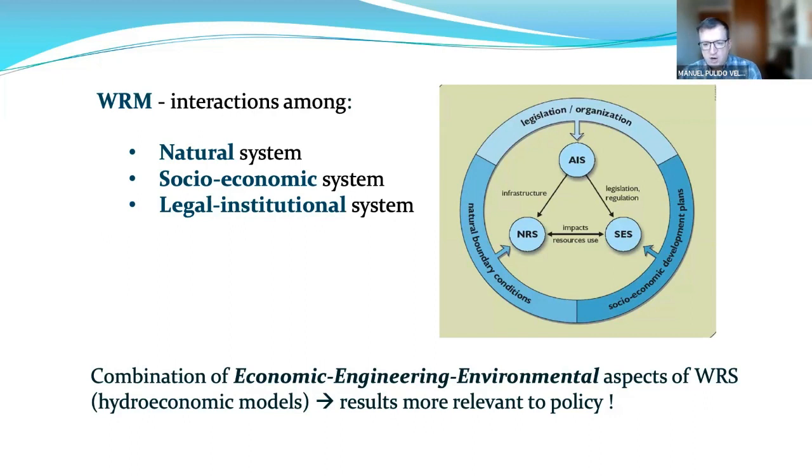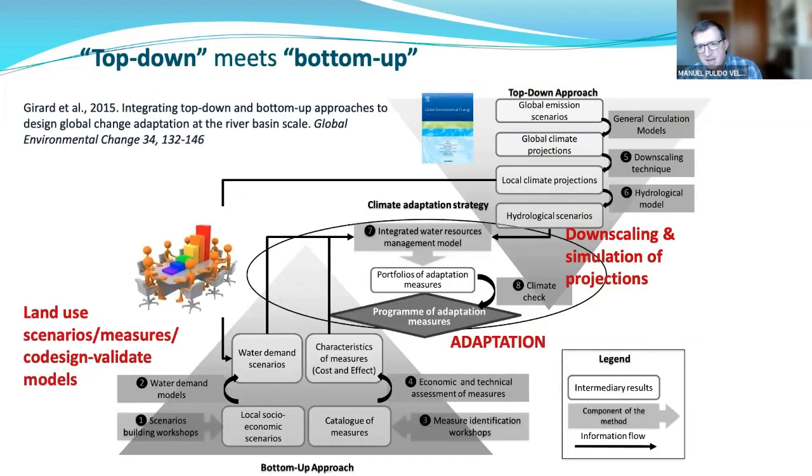The combination of these economic, engineering, and environmental aspects of water resources systems is really crucial to provide results that are more relevant to policy, to decision making in the policy context. And finally, this has to be done combining top-down approaches with bottom-up approaches, and this is crucial nowadays in the definition and the use of models for policy making. So we need, of course, the scientists to do the modeling, to analyze the impacts, and to be able to reproduce the complexity of the system.